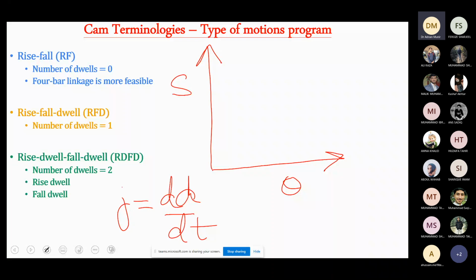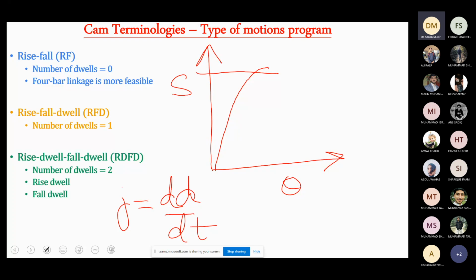So now if we have an s-theta graph like this, let's suppose we have a rise first. Rise means it is rising, like this, and when it rises, the follower is increasing its displacement. That means it is moving along the positive x-axis, for example, or it is rotating in the anti-clockwise direction. So s means it is not rotating, it is translating. If it is translating in the positive x-axis, this is the rise. This will be the maximum displacement it will cover.